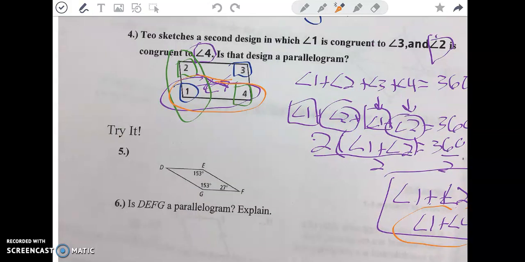Now, don't you feel smart in knowing that? I know you do. Okay, so you guys try 5 and 6. Pause it, work it out, and then I'll work it out for you.